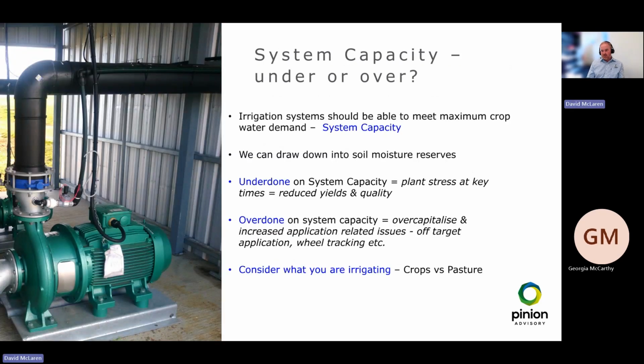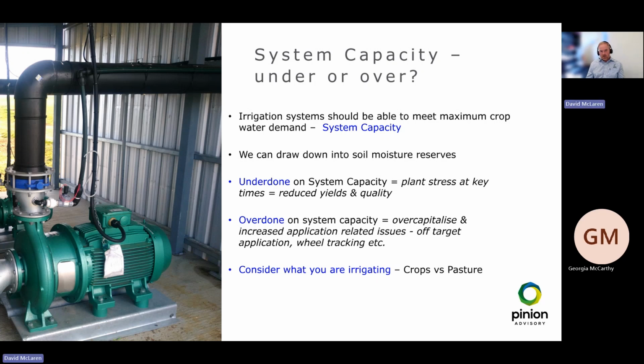So with system capacity, it's like anything. It can be overdone, it can be underdone, and there's implications of going either way. So at the end of the day, what we're trying to do with system capacity is determine it and size it correctly to meet the maximum crop water demand. So regardless of the crop you're growing, poppies, pastures, potatoes, whatever the crop is, that particular crop is going to have a maximum crop water demand. And it's so important that the irrigation system can meet that maximum water demand.